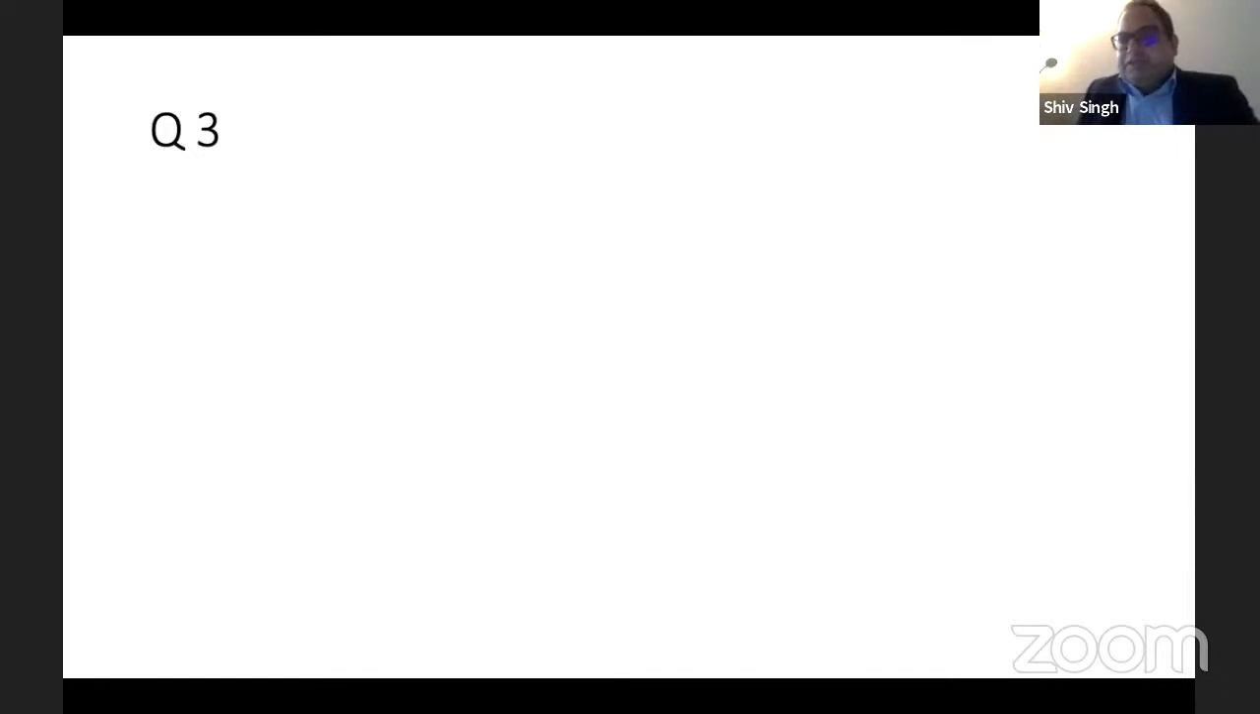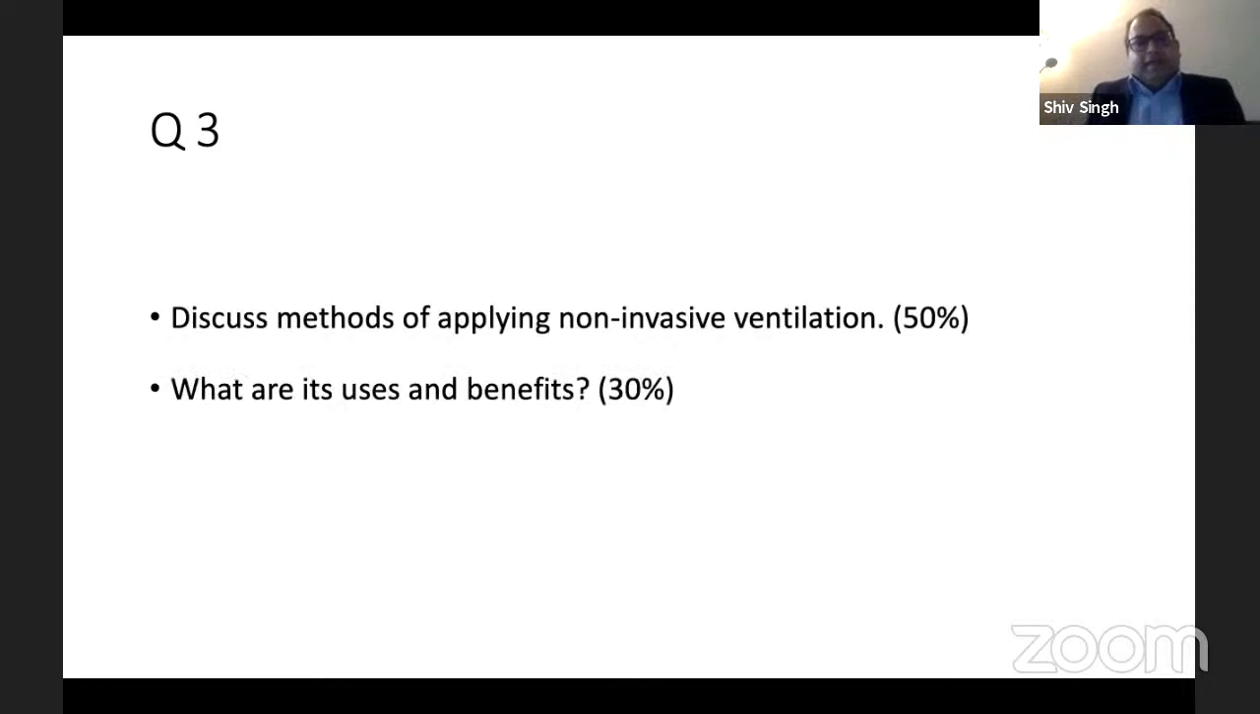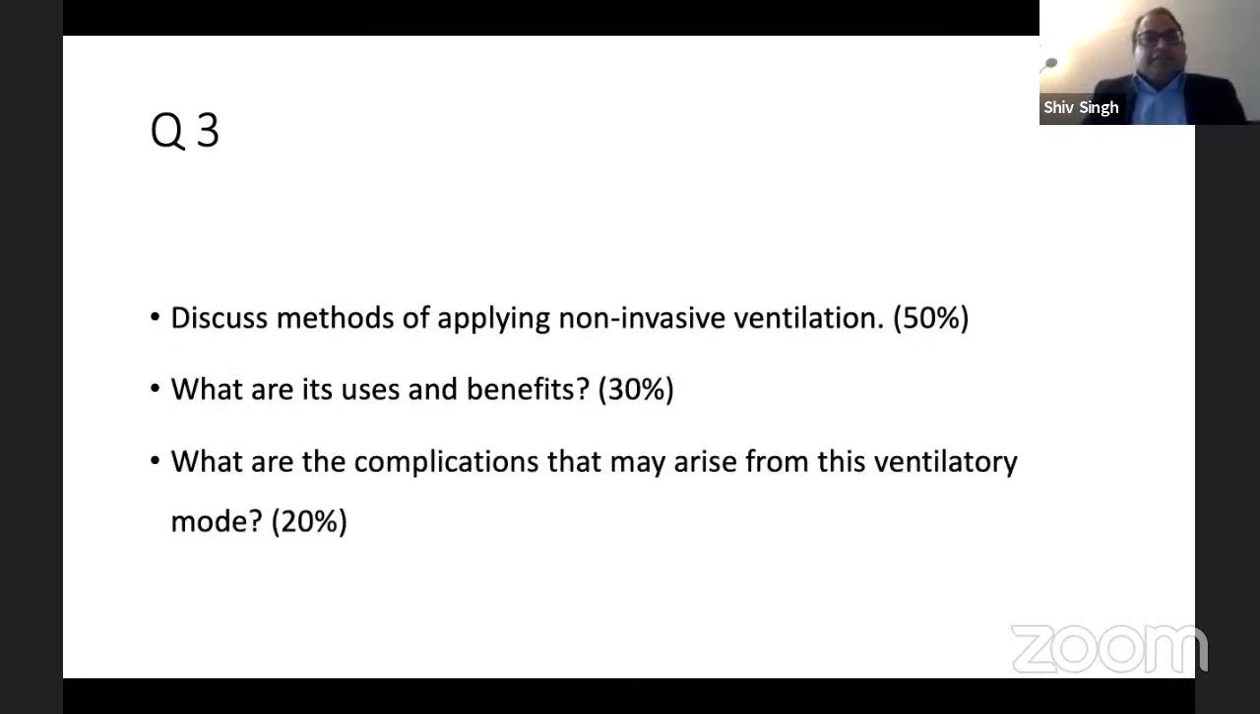Coming to question number three. Discuss methods of applying non-invasive ventilation and what are the uses and benefits. There are 50% marks for methods, uses and benefits 30% marks, and complications that may arise from the ventilatory mode is 20% marks.